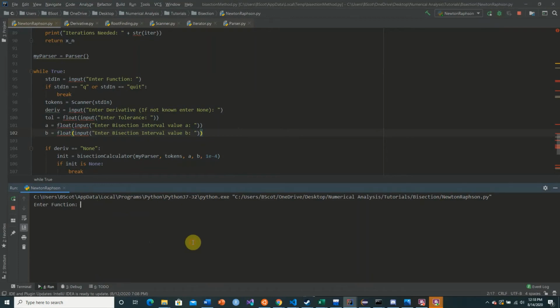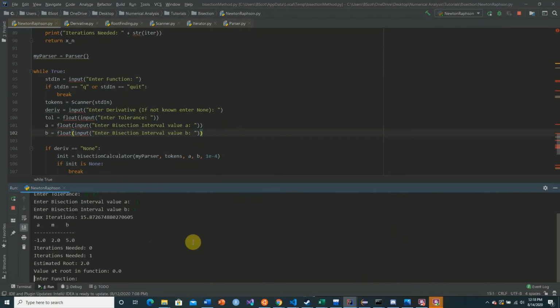So let's run this. I'm going to get x squared minus 4. Don't know the derivative. 1e to the -12. -1 for our A, B. So here we have it. We needed 0 iterations. So actually the root was exactly b minus a divided by 2.